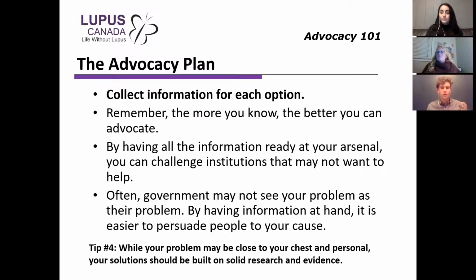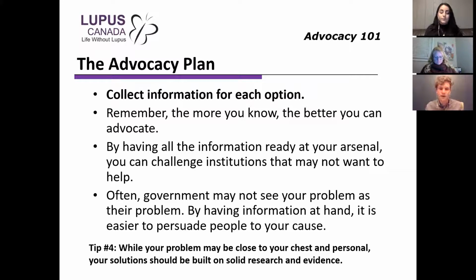The individuals or the groups you're chatting with may have some questions to really try and understand the solution. You may have some research to say, oh, this works in these organizations. This is their flex time policy, and this is what they've seen in terms of productivity. It hasn't changed anything. And then the employer may go, oh yeah, actually that does make sense. Unfortunately, and I think this is commonplace, sometimes governments may not see your problem as their problem, but by having information at hand, it's easier to persuade, especially those who are elected. It's a lot easier when you come with an evidence-based approach.